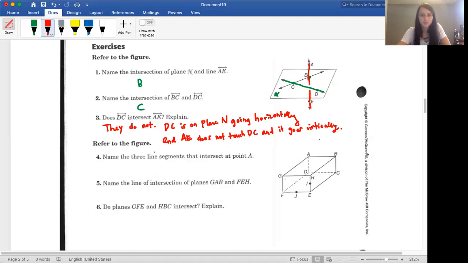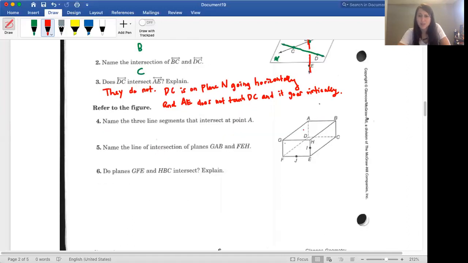There you go. All right, now we have a box, a bunch of planes all connected. Name the 3 line segments that intersect at point A. So I've got point A right here. We want to look at line segments that intersect. So any line that has point A would be a line segment. This is a line segment that has point A. This is a line segment that has point A. And then this is a line segment that has point A.